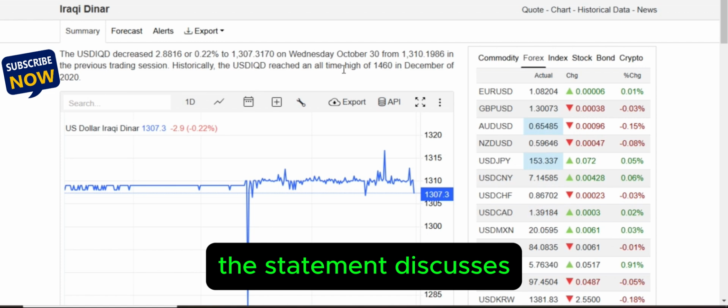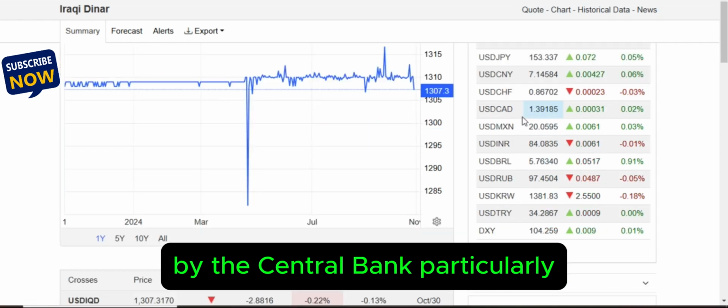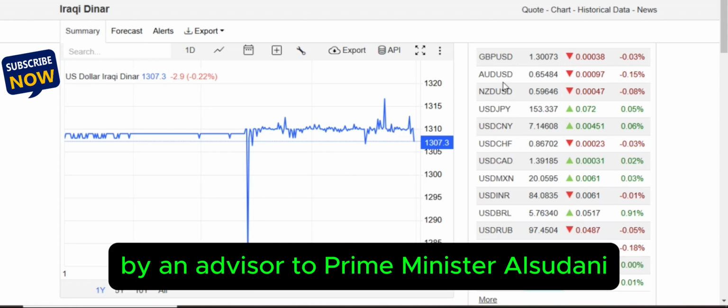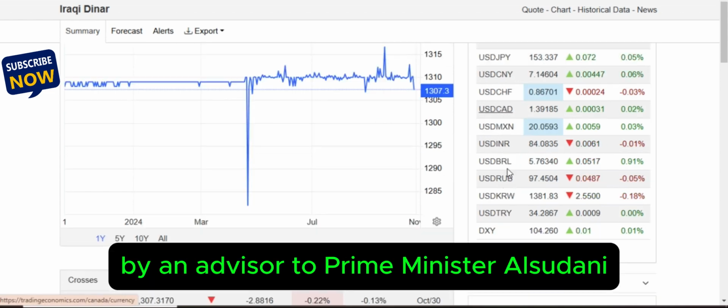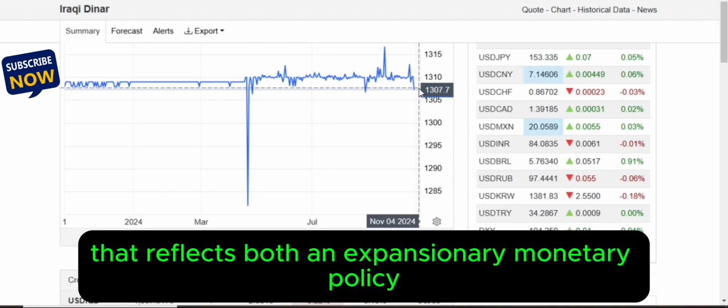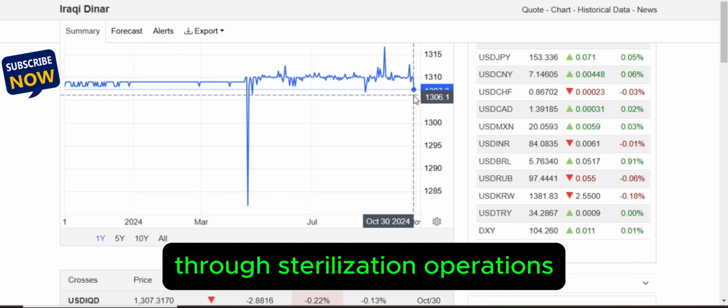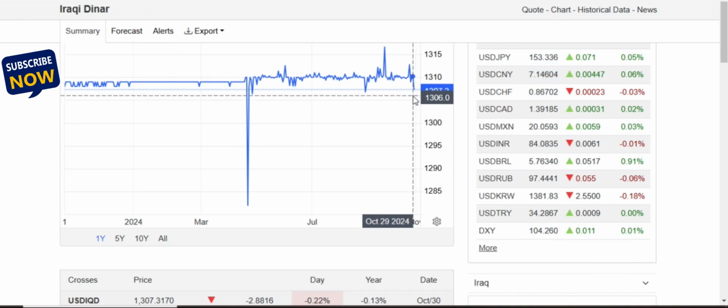The statement discusses a significant shift in monetary policy by the central bank, particularly as articulated by an advisor to Prime Minister al-Sudani. This shift is characterized by a hybrid approach that reflects both an expansionary monetary policy and a continued focus on liquidity control through sterilization operations.